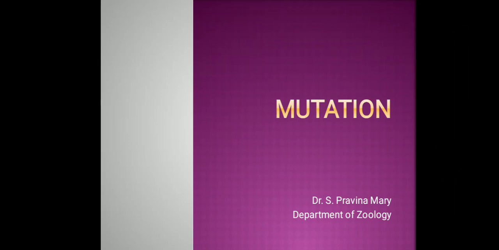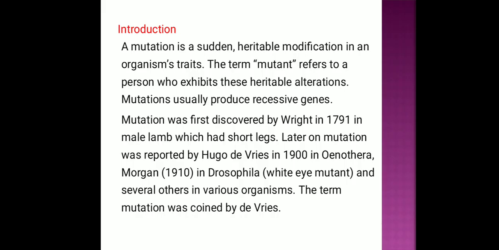Today we are going to learn about mutation. Mutation is a sudden change of a gene or chromosome from one form to another. The term mutant was first introduced by De Vries. The term mutant referred to the persons who exhibit these inheritable alterations.